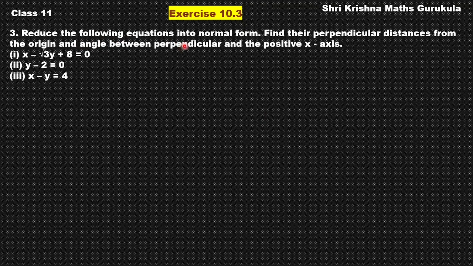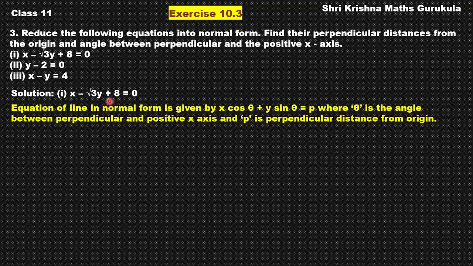Reduce the following equations into normal form. They have given us 3 equations in the form of ax plus by plus c equal to 0. We have to reduce that equation to normal form first. Then we have to write the perpendicular distance of that line from the origin, and also find the angle between the perpendicular and the positive direction of x-axis. Okay, so this is the given equation.